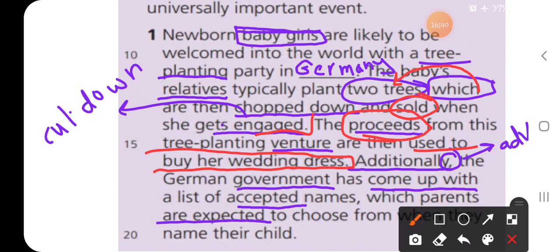So what do they do with the money that they get from selling the tree or the trees? What do they do with the money that they gain or they get from selling the trees? They are used to buy her wedding dress.